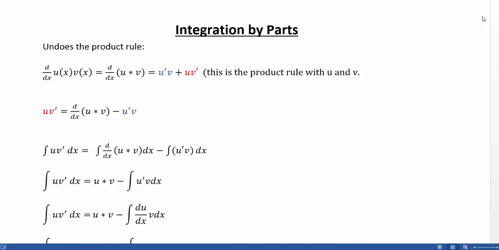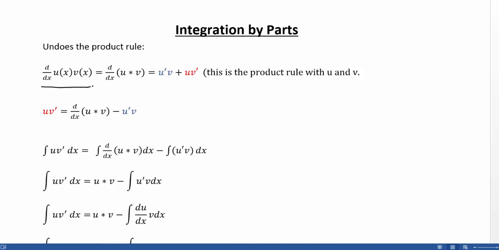Integration by parts. So when looking for antiderivatives, occasionally we start with a function that came out because of the product rule. So remember, when we do the product rule, we're taking the derivative of one function times another function. So let's start by looking at the product rule and see how we can do some manipulation to undo the product rule and get our formula that we're going to use for integration by parts.